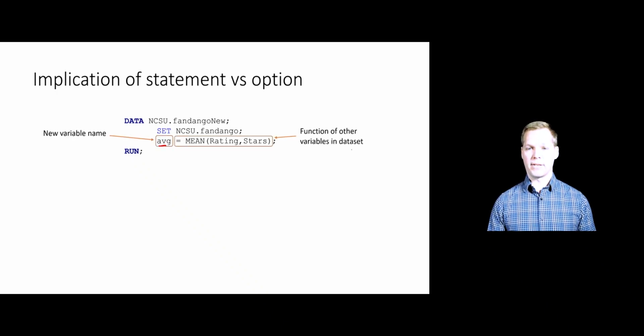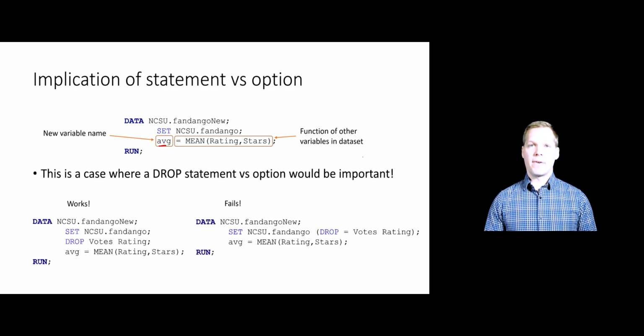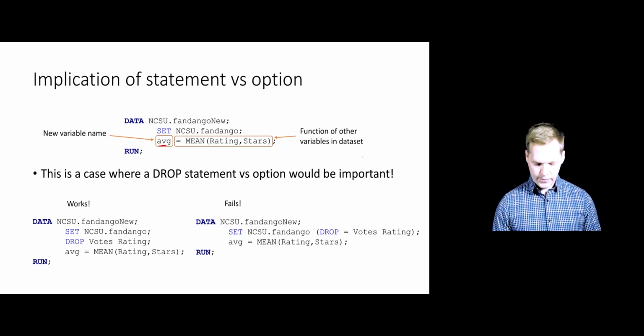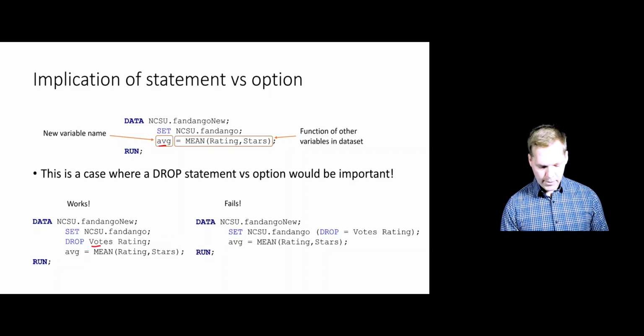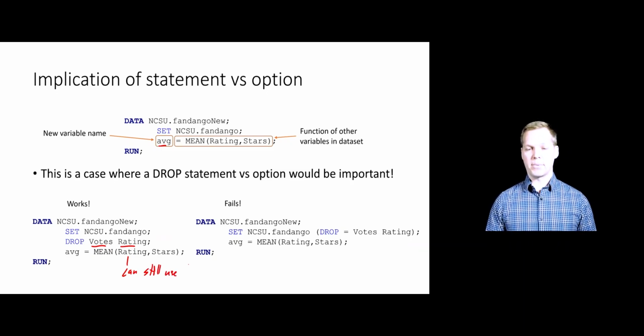Well, here's my new variable name on the left. This is the function of my other variables in my data set. But if I had dropped some variables, it depends on how I drop my variable whether or not I have access to those things. So for instance, down here, this one on the left is going to work. If I want to create my new variable and I use a drop statement, remember that the data set gets copied over in its entirety, and then I'm going to do my manipulations and then drop the variables at the end. So even though I'm dropping votes and ratings, I can still use ratings here because it's been copied over into my data step.